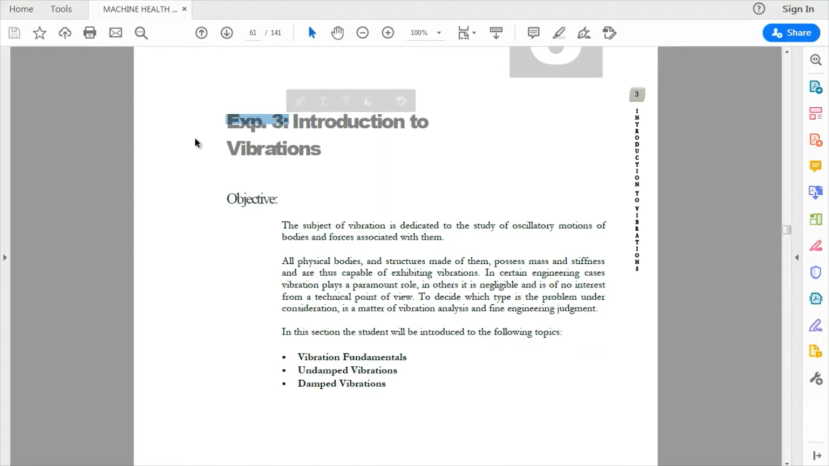Hello everyone, welcome to Lab 2 Experiments. This is Machine Health Monitoring section, and today we'll perform experiment number 3, which is Introduction to Vibrations.